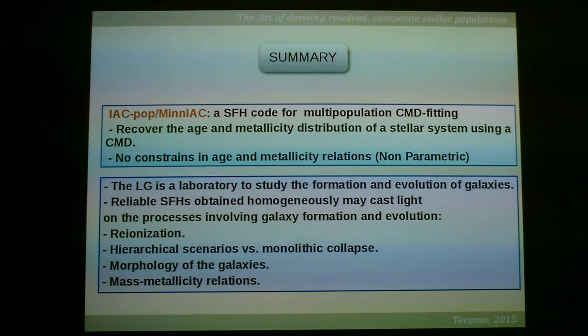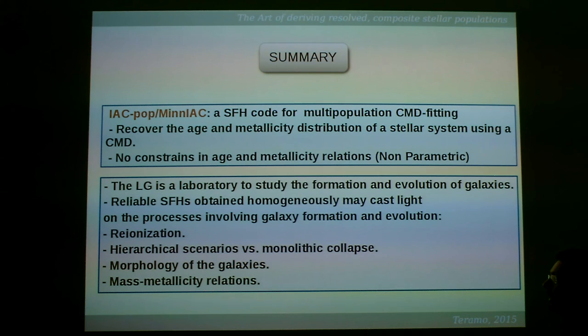Finally, the summary. I presented IAC-star, a star formation code for multi-population CMDs to recover the age and metallicity distribution of stellar systems using a color-magnitude diagram with no constraining age-metallicity relation. It's a non-parametric code. We showed that the Local Group is an excellent laboratory to study the formation and evolution of galaxies because we can obtain reliable star formation histories homogeneously. And this may cast light on processes involving galaxy formation and evolution like reionization, hierarchical scenarios, monolithic collapse, morphology of the galaxy, and the mass-metallicity relation. And that's it. Thank you.